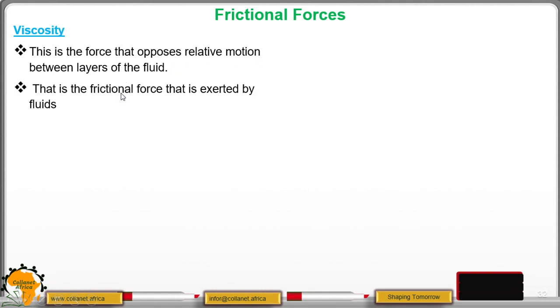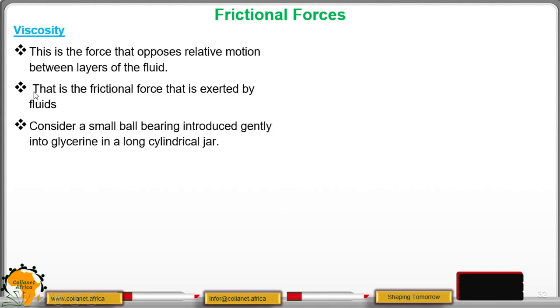Then from there we move to viscosity, and this is the force that opposes relative motion between the layers of the fluid, or in other words, it is the frictional force that is exerted by the fluids. When we talk of the fluids, we are referring to both gases and the liquids.